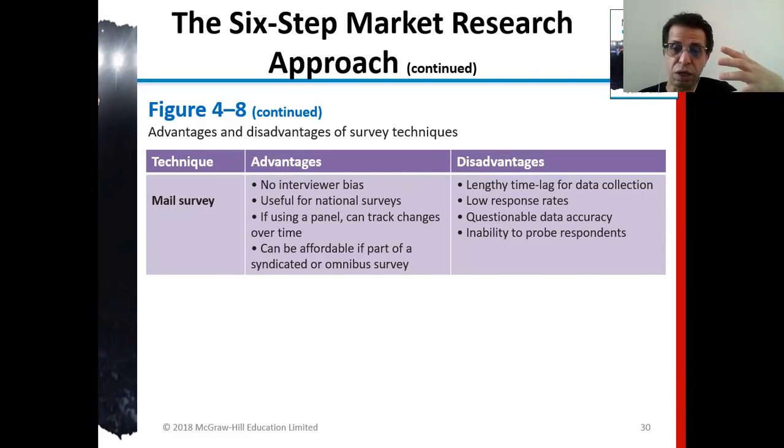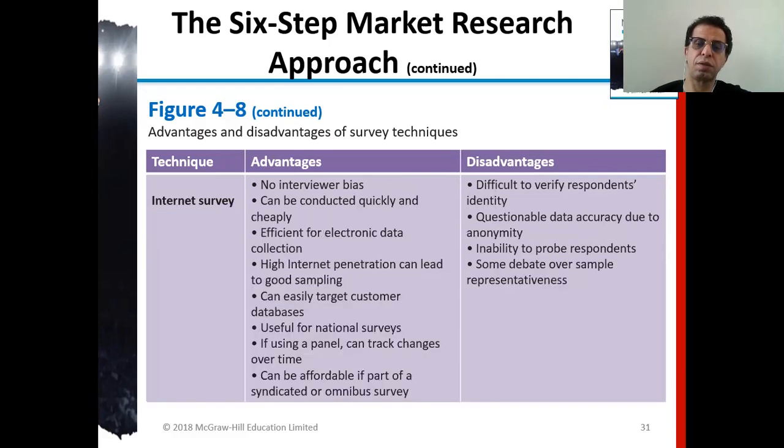When you're mailing, usually 4 or 5 out of 100 of them respond to you. Same thing with email, by the way. There's questionable data accuracy because you don't know who's answering these questions. Could be the father, the son, the daughter, I don't know, somebody, the neighbors taking their mail and answering it. And there's an inability to probe the response. If they say yes or no, it's very difficult to get deeper with your questions.